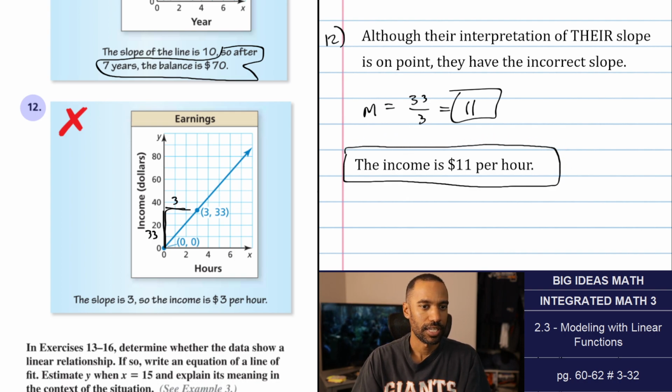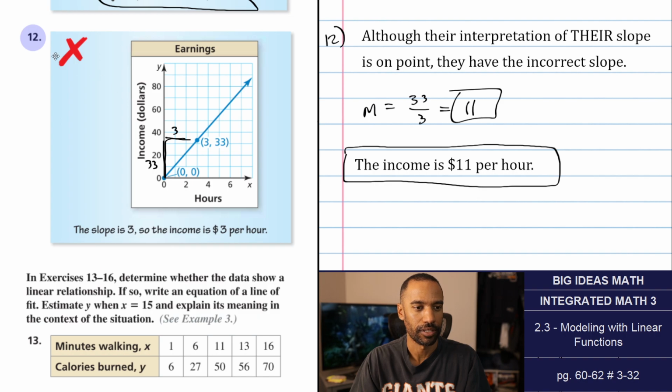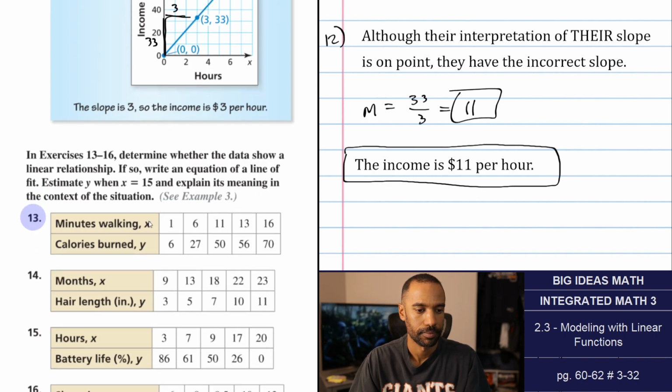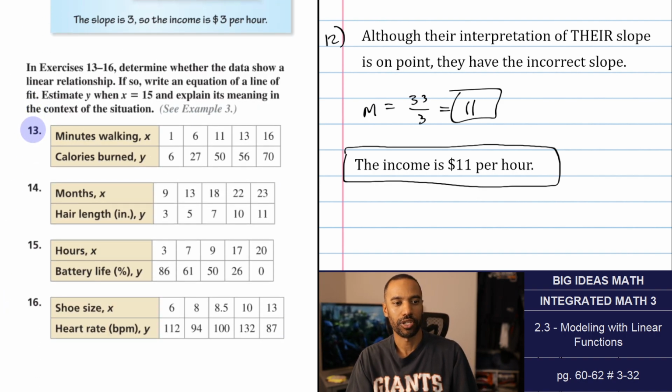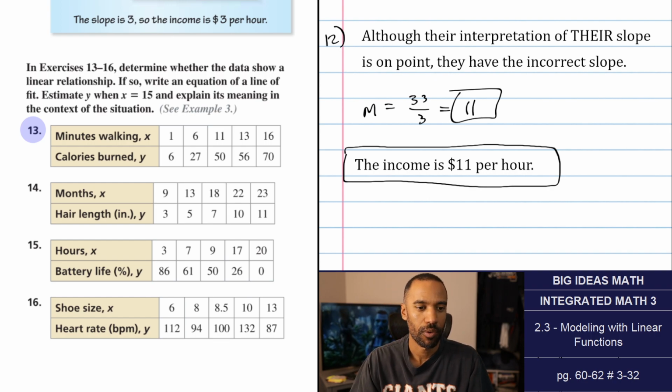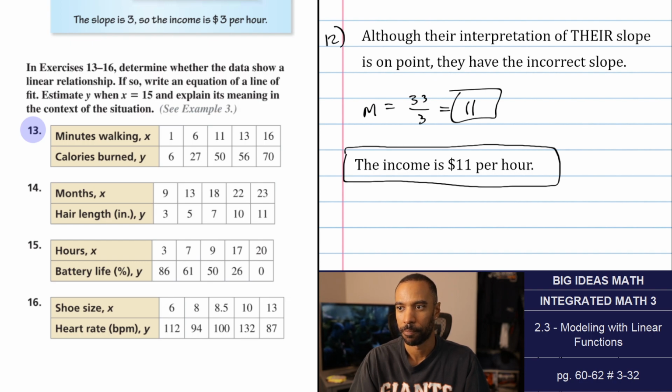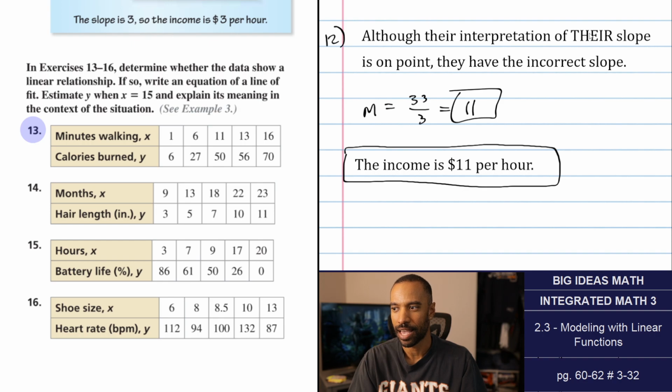Okay, numbers 13 to 16. Determine whether the data show a linear relationship. If so, write an equation of a line of fit, estimate y when x equals 15, and explain its meaning in the context of the situation. Now, this is where I'm going to struggle a little bit when it comes to scale. I guess I will try and use my graph.